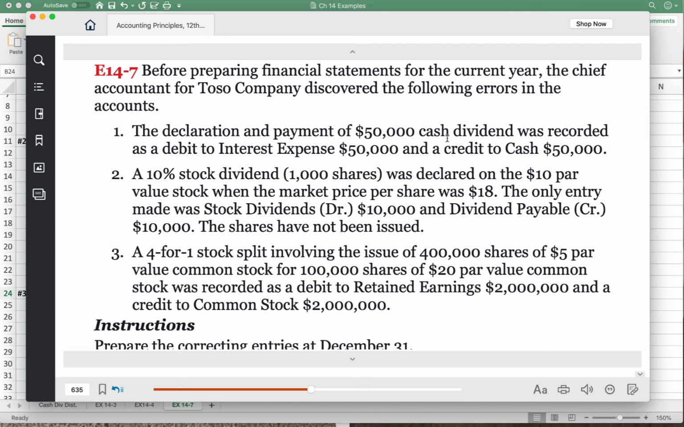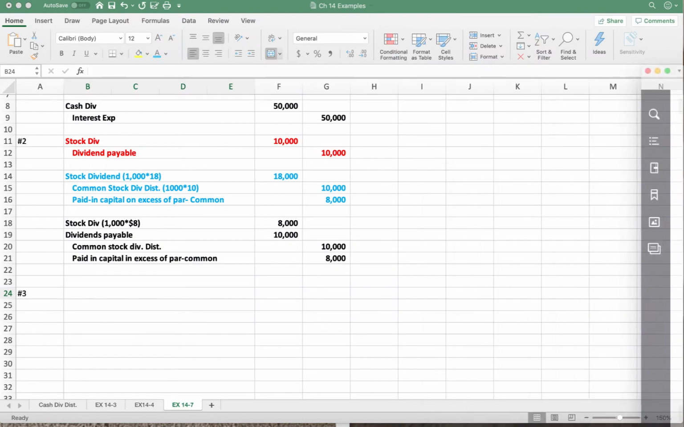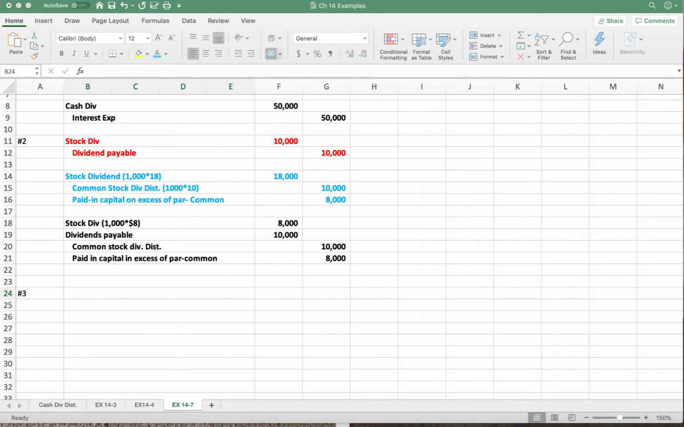So what I want you to do is pause the video. When we have a stock split, or 4-for-1, whatever, what journal entry do we do? Pause the video, go find that information. Hopefully you know it. You have it in your notes. If not, get it in your notes. Study that. Memorize that. Okay. So what did you find out?